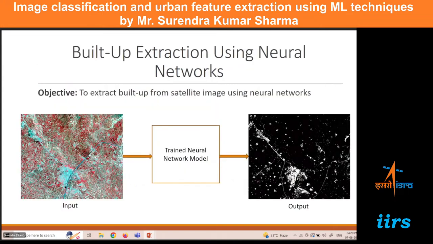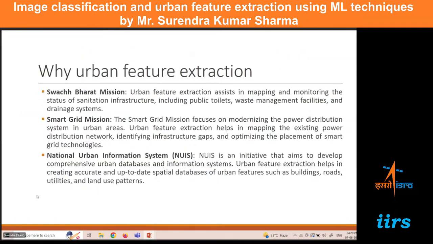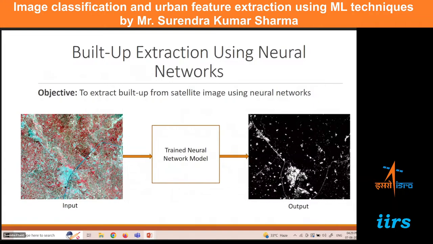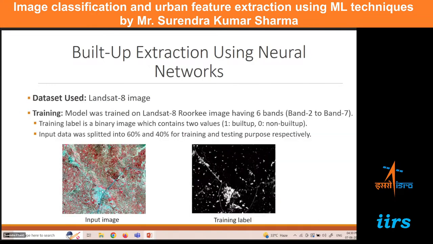Then there is another case study that we did. In this case study, we tried to extract built up using a traditional artificial neural network, and the input was this Landsat 8 image. This is the Roorkee area, and this was the expected output, and this is how it will work. The Landsat 8 image has 6 bands; band 2 to band 7 we considered for this built up extraction study.